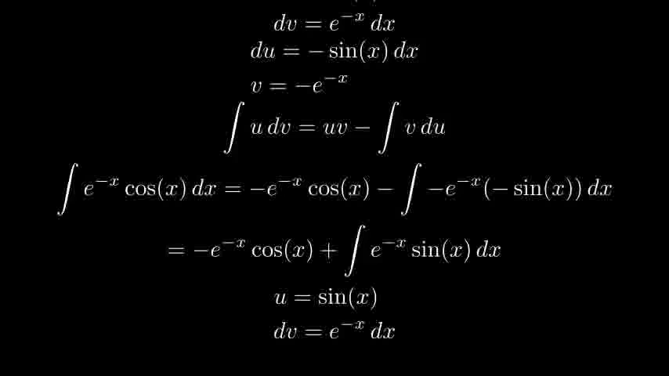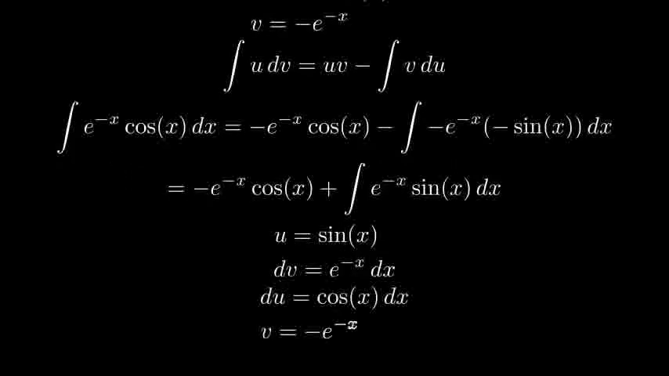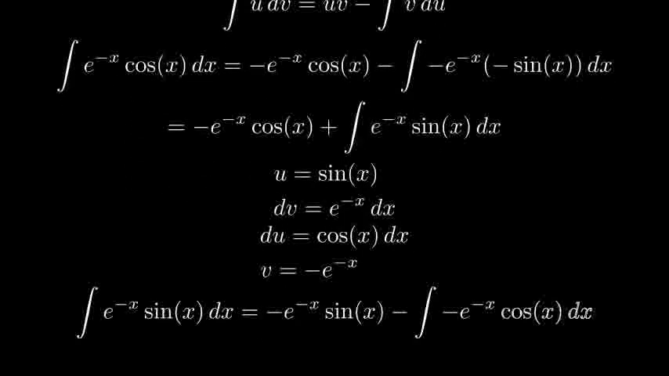Differentiating the choice for u this time, we have du equals cosine of x dx. And integrating dv gives us v equals negative e to the power of negative x. Substitute these into the integration by parts formula again and simplify.